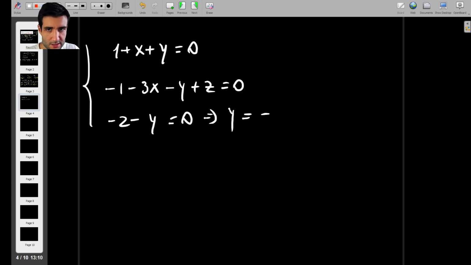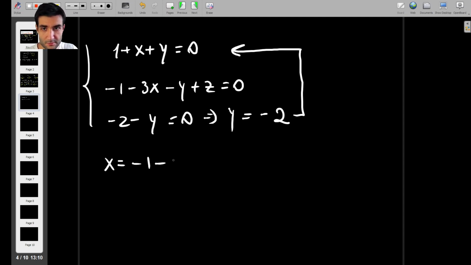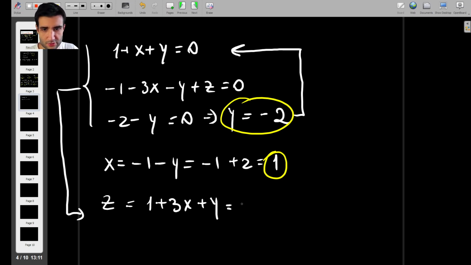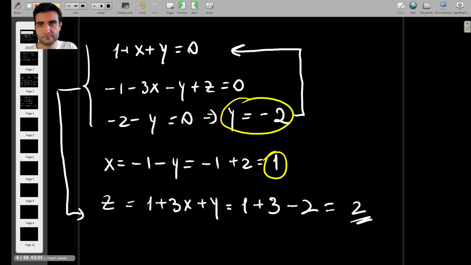So that gives us y is equal to minus 2. Then we can use that here to find what x is. So we have x is minus 1 minus y. So that's minus 1 plus 2, which is 1. So we found y and we found x. And we use that to find z. So z from the second equation is going to be equal to 1 plus 3x plus y, which is 1 plus 3, and then minus 2, which is 2. So we found x, we found y, and we found z.